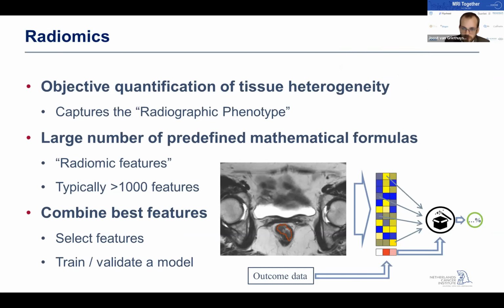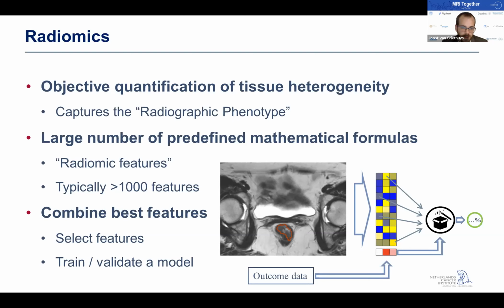So in essence, radiomics is the objective quantification of tissue heterogeneity, but usually we say that it's a way to capture the radiographic phenotype, so how an area of interest looks on an image, in a way that a computer can understand. And we do that by extracting a large number of predefined mathematical formulas, which we typically name the radiomic features. And generally more than 1,000 features are extracted from a single image.